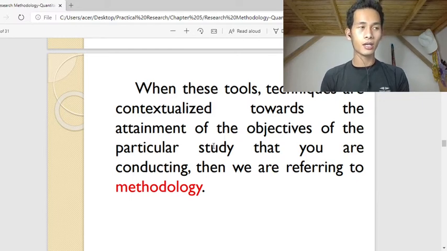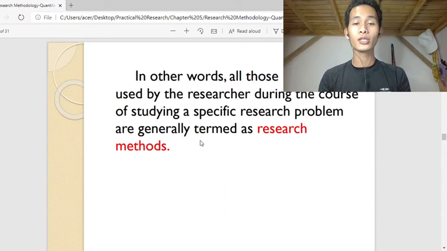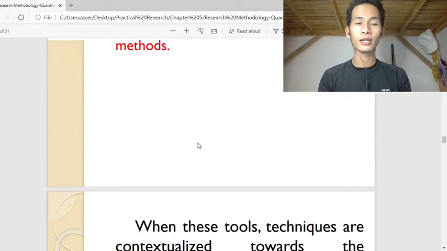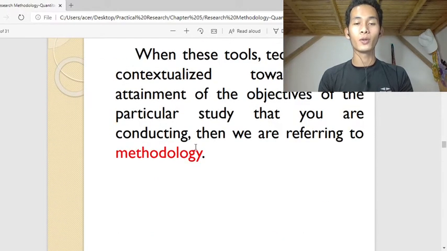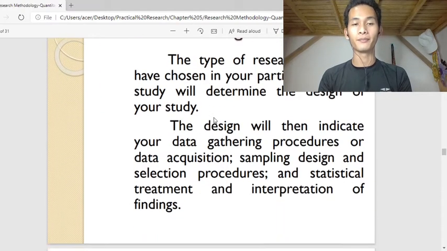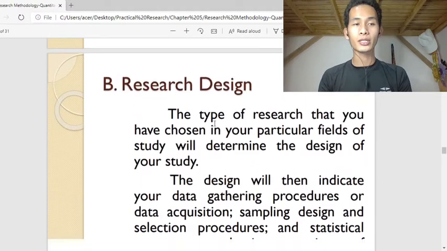So in the difference, if you are referring to the tools during the course of studying, di ba, the methods being used, that refers to research methods. When you say methodology, when these tools and techniques are contextualized towards attainment of the objectives of the study you're conducting, then we are referring to the methodology. In short, methodology is composed of various research methods, tools, and techniques in realizing or attaining the objectives of a particular study. Okay, next is research design.